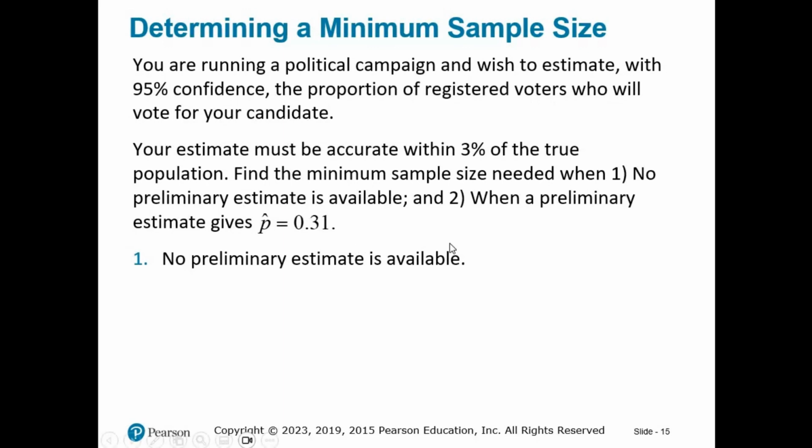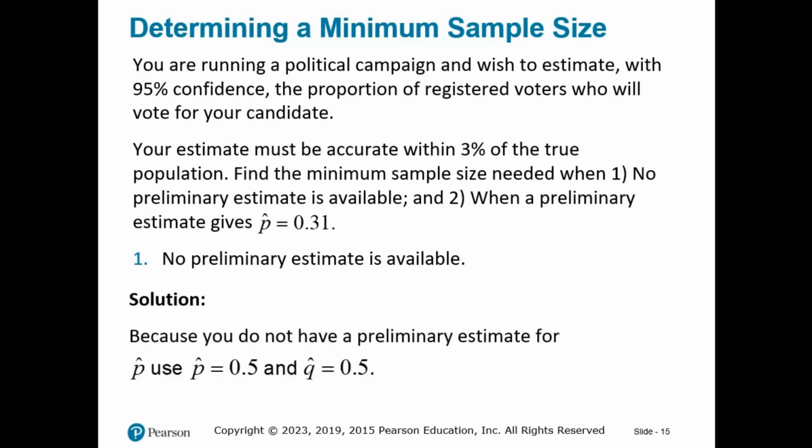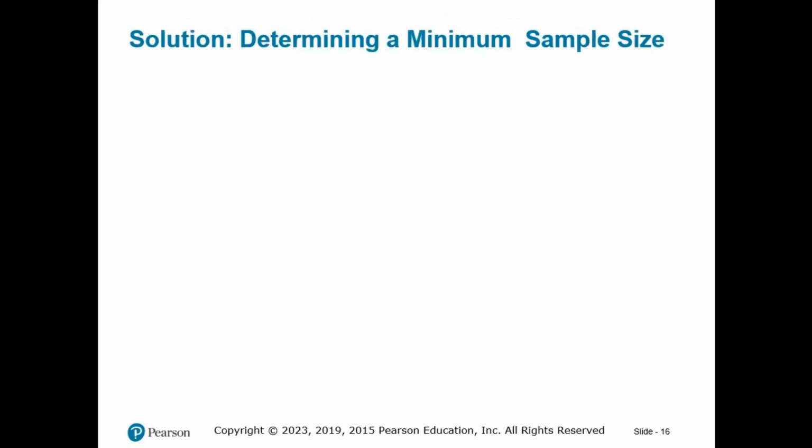So we know we're looking for a confidence interval for a proportion. We don't have p hat or q hat, so we're going to have to work with those values that we talked about at 0.5. So what values do we have for the formula for finding the minimum sample size? We need p hat and q hat, z sub c, and E. Well, we have C as 0.95, so we can figure out z sub c on our calculator or with the table to be 1.96. And they actually gave us E because they want it to be accurate within 3% of the true population. So E needs to be 0.03.